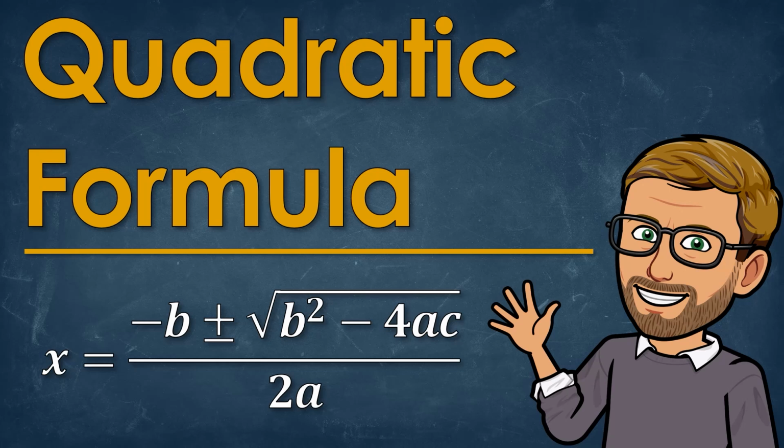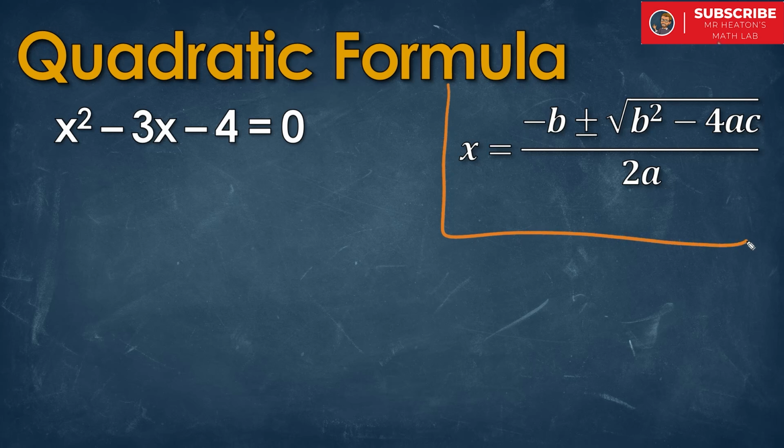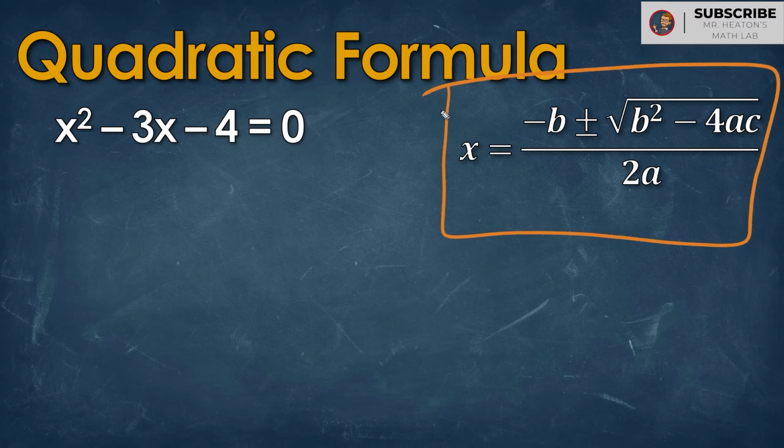In this video, we're going to learn how to use the quadratic formula to solve for values of x. So the quadratic formula says that negative b plus or minus the square root of b squared minus 4ac over 2a would equal to values of x. You'll notice that we have the symbol plus minus, meaning that we're actually going to have two values.